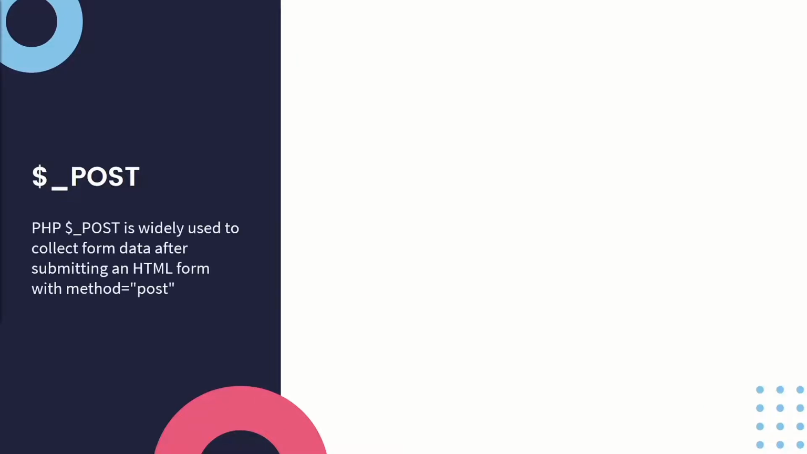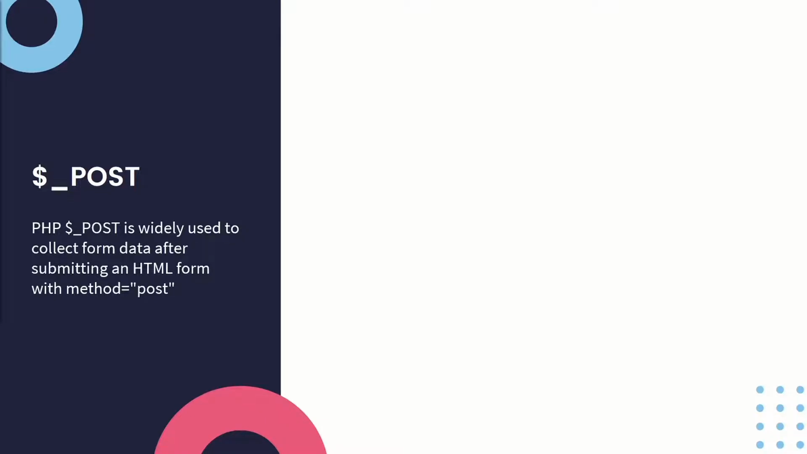Now, much like we have a get method, we also have a post method. And this is also widely used to collect data from an HTML form after submitting that form. However, with the post method, the data does not get passed to the URL. And the reason for this is because sometimes you're working with sensitive information and you don't want that information to be displayed in things like a URL. So that's the one big difference between the get and the post method.